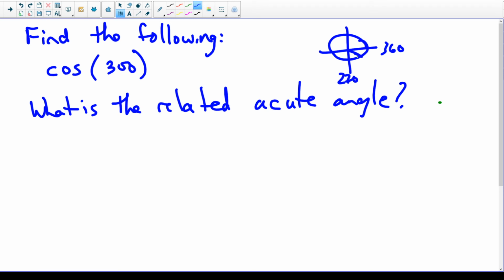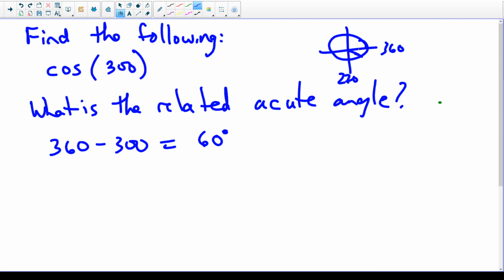How far away is 300 from 360? Well, 300 is 60 away from 360. So if I do 360 minus 300, that's going to give me my related acute angle. And I'd like to leave it up to you to figure out how mathematically you determine that. I don't want to show you all the answers because the process of thinking about it is going to help you understand it. But anyway, that is my related acute angle. So now I know that I have to do the cosine of 60 and I'm in the fourth quadrant.